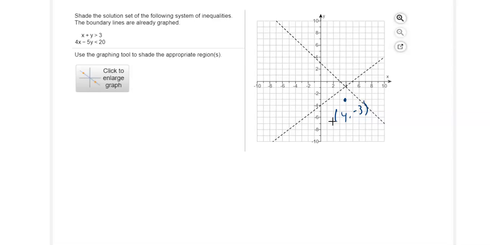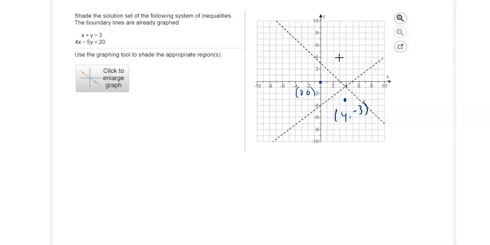So you'd shade that region in. And so you keep testing until you find one that works. So you might be lucky and the first point you pick works. You shade that in and you're done. But if this point doesn't work, well, I got to test this region, which of course the best point to choose here would be 0, 0, right? And then see if that point works.